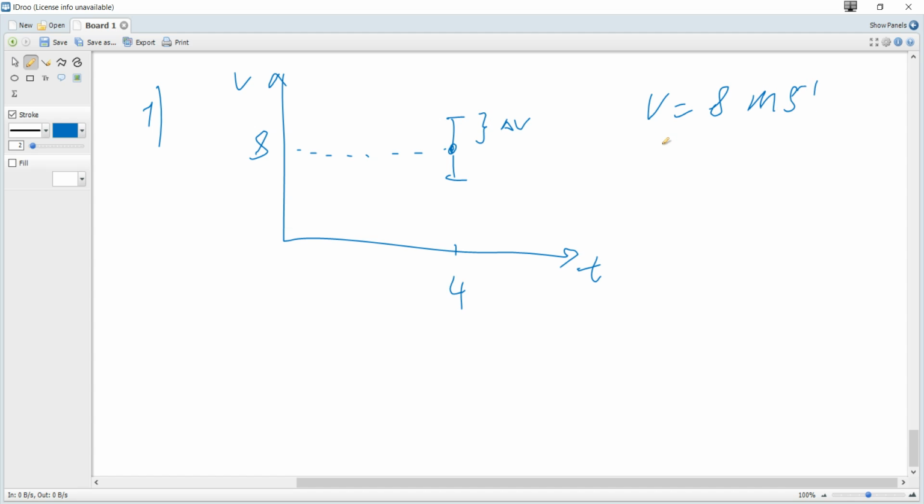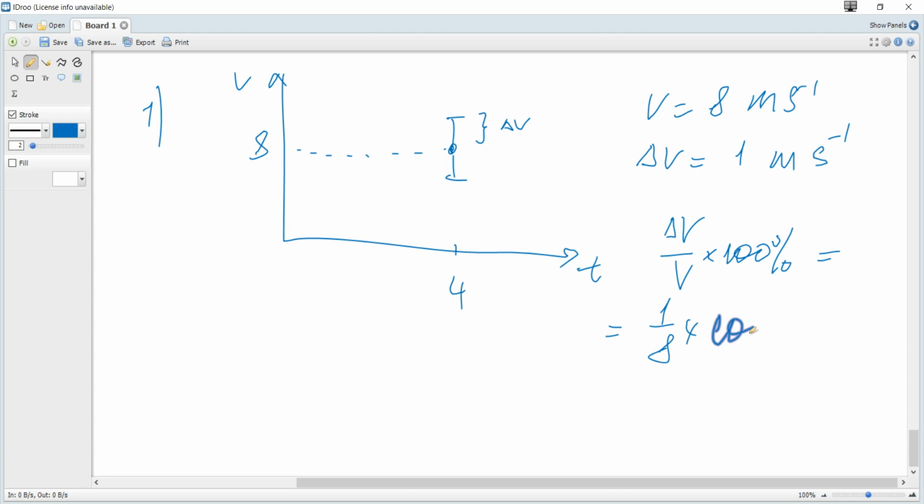absolute uncertainty in velocity, delta v, is 1 from the graph again. And delta v over v is the relative uncertainty, and if you multiply by 100, you get the percentage uncertainty. Delta v over v is relative or fractional. If you multiply by 100%, you just convert it into percent, and it's called the percentage uncertainty, and it becomes 1 over 8 times 100%.